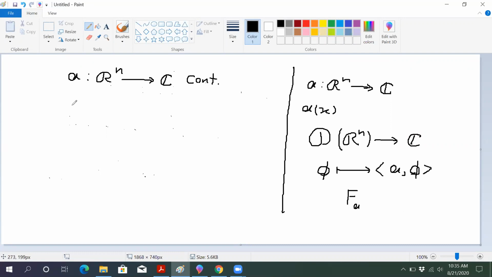If we have a function from Rn into C defined by this, which maps x to the absolute value of Ax, this is actually the composition of A and the absolute value. So absolute value is continuous, A is continuous. Do you agree with me? This is a continuous function.